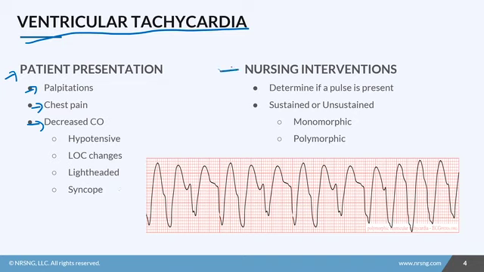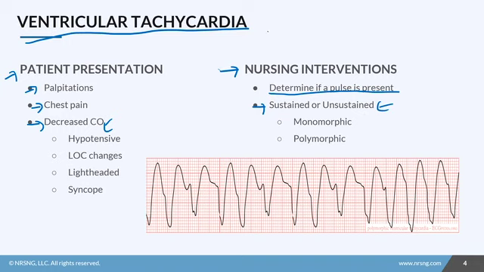Your priority nursing interventions, the first thing you've got to do is find out if there's a pulse or not. People with VTach can have a pulse, and sometimes they cannot. It just depends on the severity of the cardiac output. So always find out if there's a pulse present or not. Now, find out if it's sustained or unsustained.